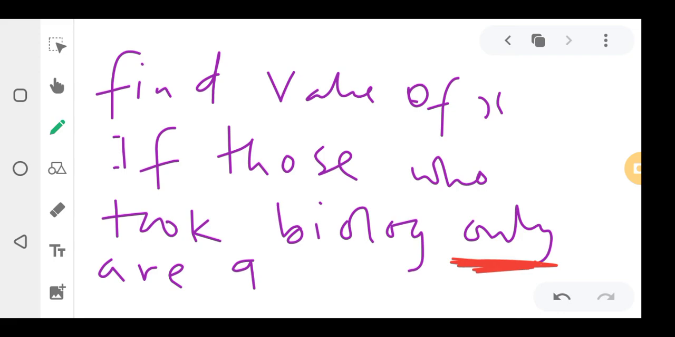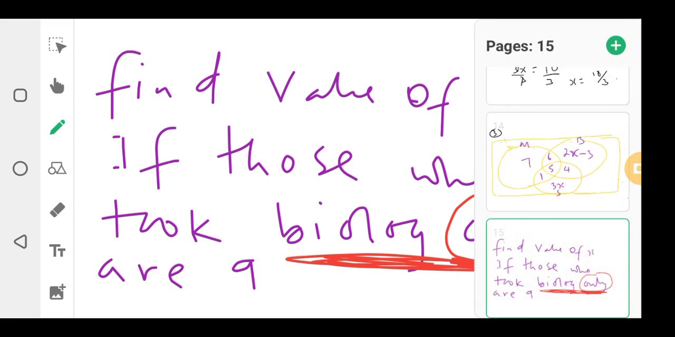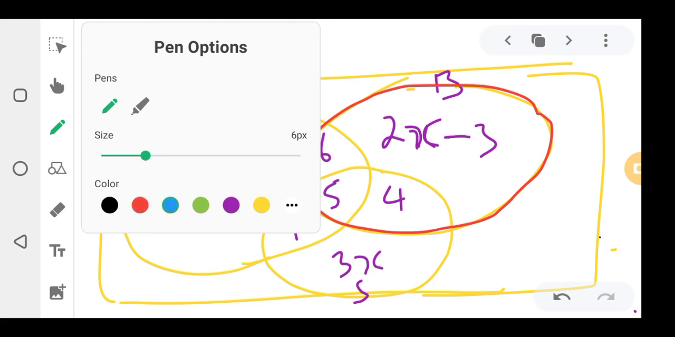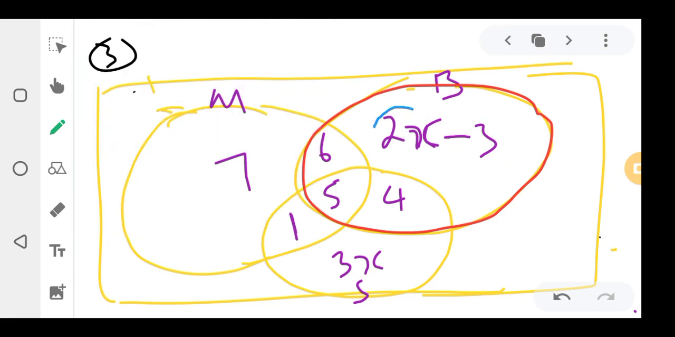Like the one we were solving, they didn't say only, so it means you pick the whole circle. But they said biology only, not biology. My target is this part called only. So when you come on the circle here, don't say I'll pick all these and then I equate them to 9. You don't pick the whole circle. They said only biology. So if they say only, the part you're concentrating on is only this part. That's the one you're supposed to concentrate on.